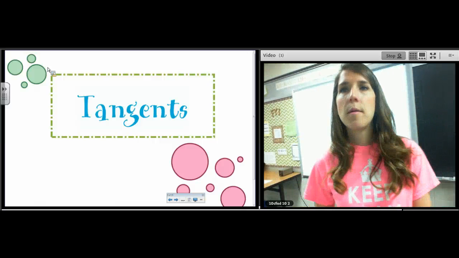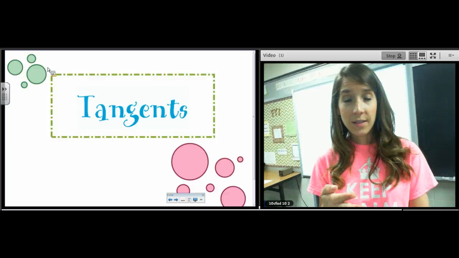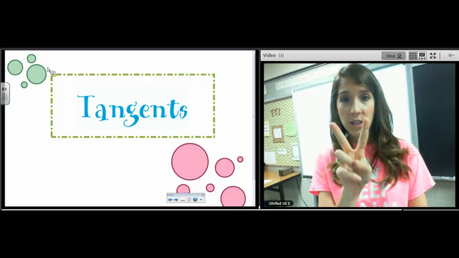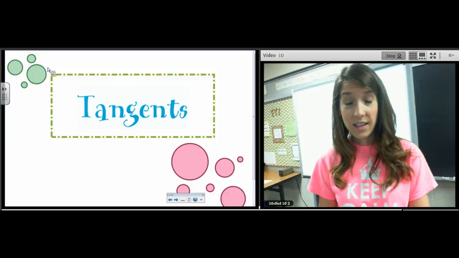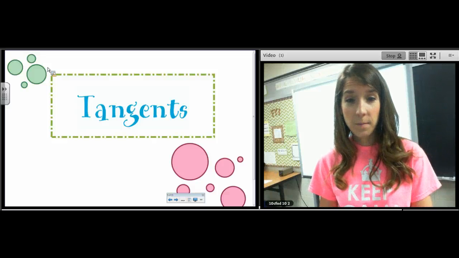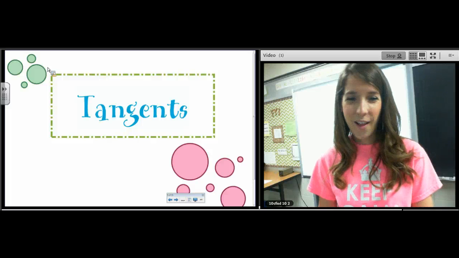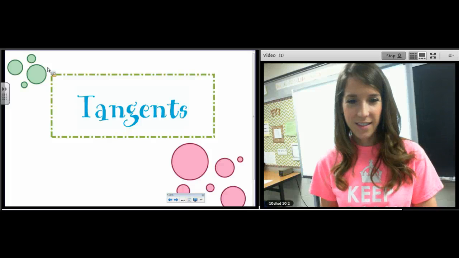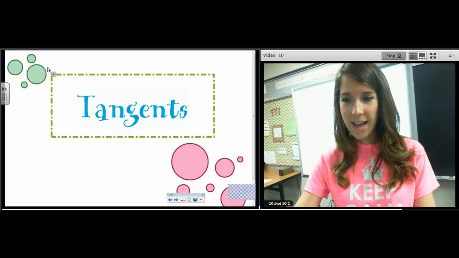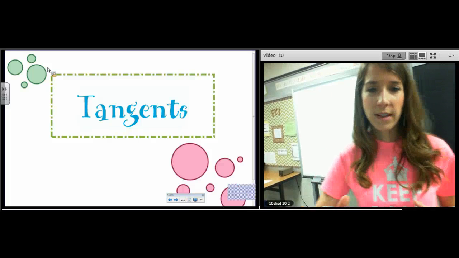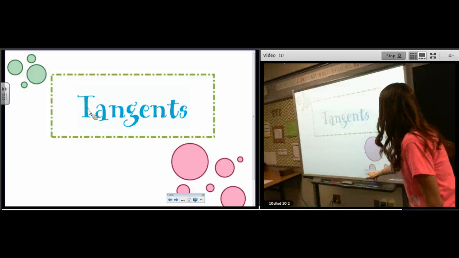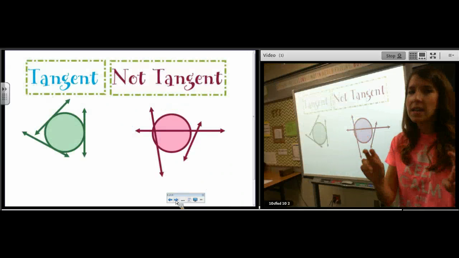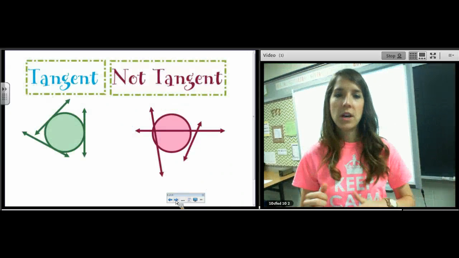What is a tangent line? Okay, let's remember. A secant crosses a circle exactly 2 times. A tangent intersects a circle exactly 1 time. Yep. So you kind of think of it as something that just barely skims the circle.